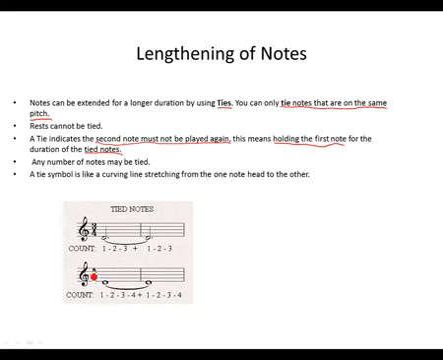Let's take a look at our examples. You can only tie notes of the same pitch, so you can only tie a D to a D. There's a tie symbol, a curving line from one note head going to the other. This means you play and hold the first note for the duration of the second note. So you count 1, 2, 3, 4, plus 1, 2, 3, 4. This will give you 8. You hold the first note for the duration of 8 beats. That's how a tie functions.